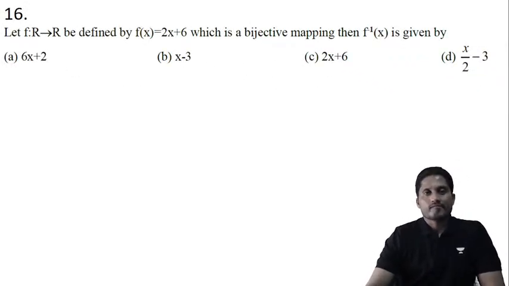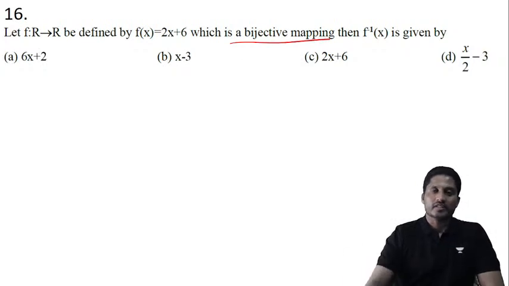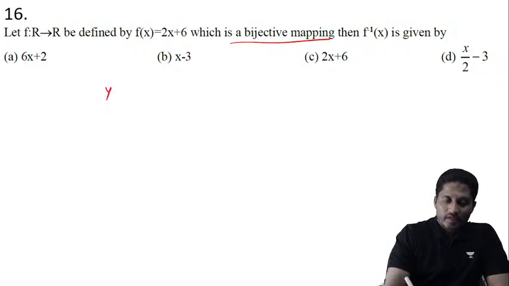Alright, question number 16. Bijective function from R to R defined by f(x) is equal to 2x plus 6, which is a bijective function. Bijective means it should be both injective and surjective, both one-to-one and onto. Find f inverse. Y is a function of x, right?